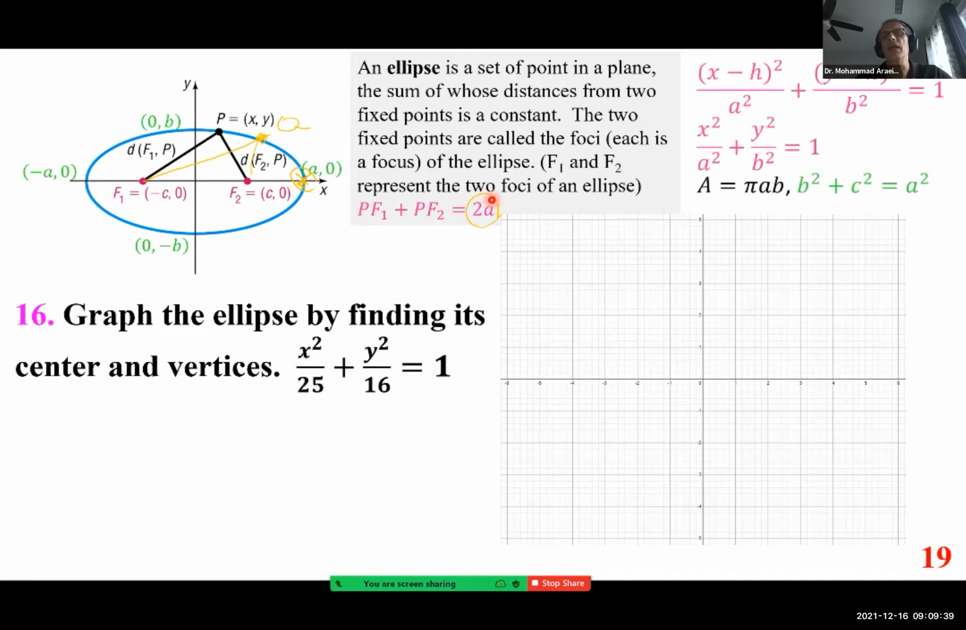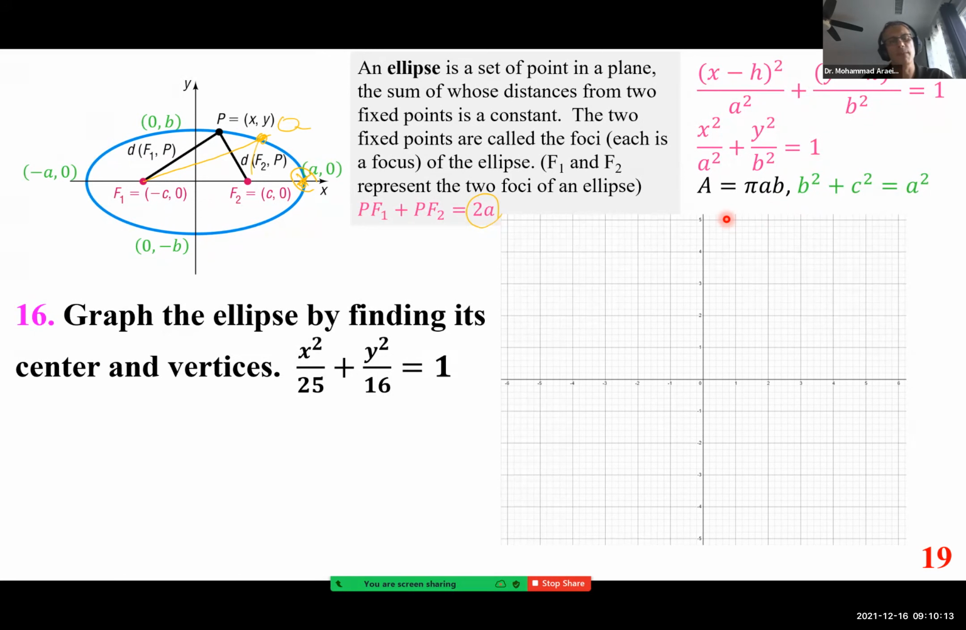So with that being the case, if the center is located at 0, 0, it's x squared over a squared plus y squared over b squared equals 1. If it's at a different location, such as h and k, x minus h quantity squared over a squared plus y minus k quantity squared over b squared equals 1. The area is pi AB. A circle is a special case of an ellipse where A is equal to B equals R.